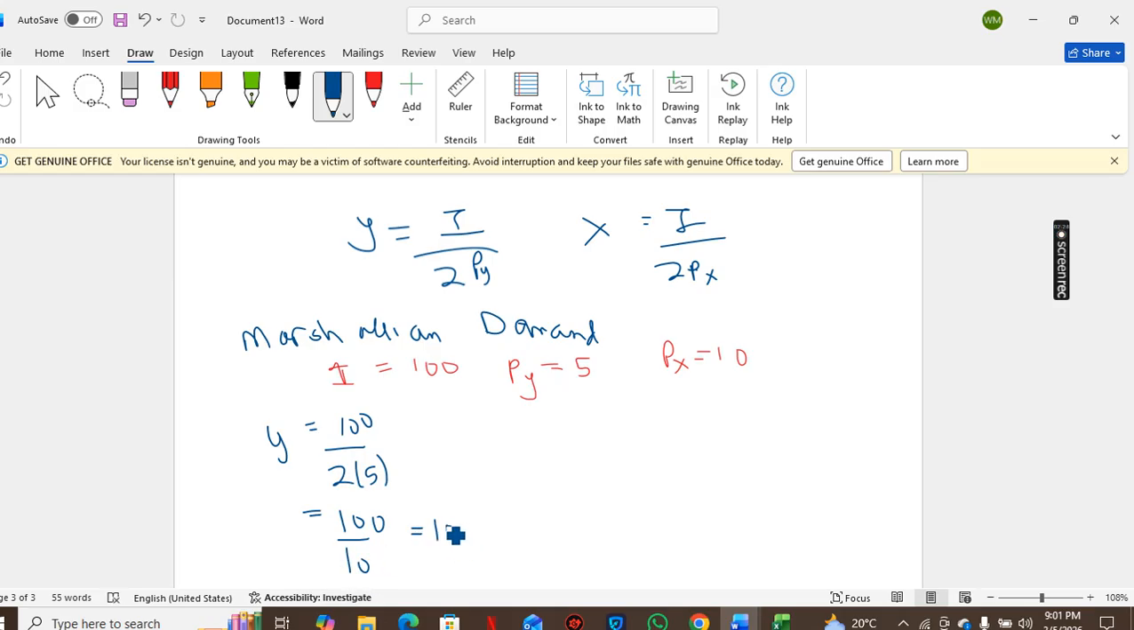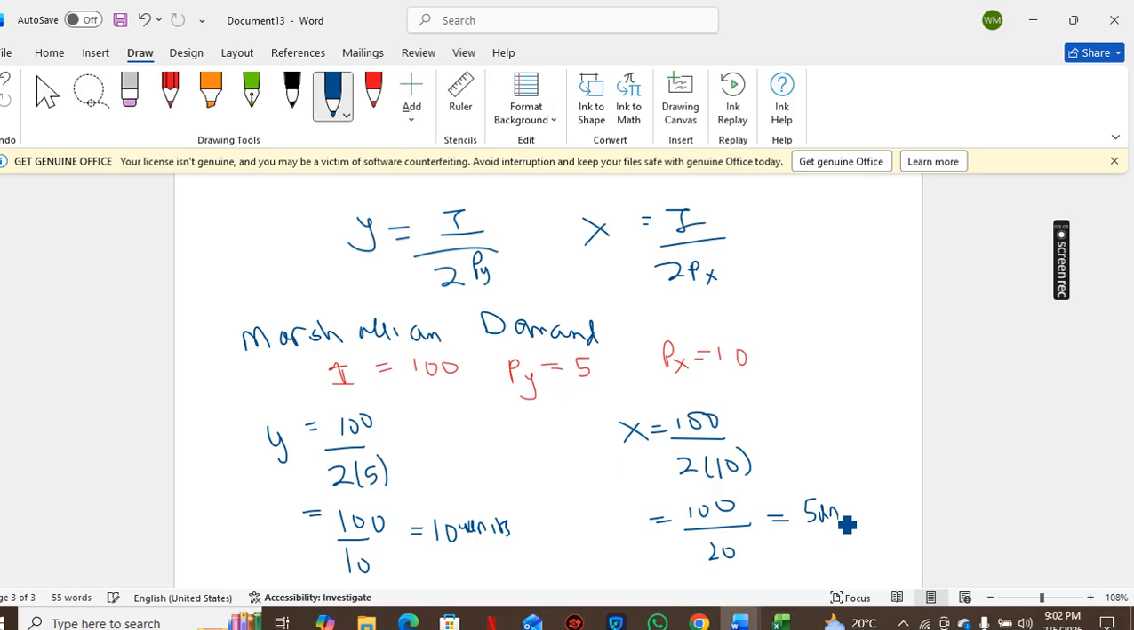So initially, with the prices and the income we have, if you want to get good Y, you can get 10 units. If you want to get good X, 100 income over 2 times the price of good X, which is 10. So 100 divided by 20 was 5. You can get 5 units.